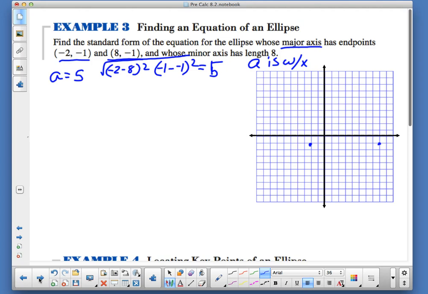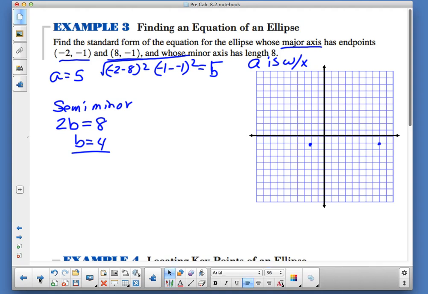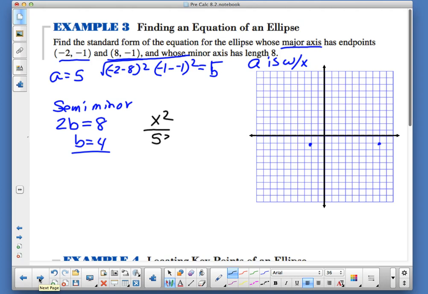Now, they tell me also that the minor axis has a length of 8. Well, the semi-minor, therefore, is 4. Remember, semi-minor is B, so the minor axis itself is 2B, and if I already know that the minor axis has length 8, B is equal to 4. So now I have a standard formula because A is with X. I've got x squared over 5 squared, plus y squared over 4 squared, equal to 1.